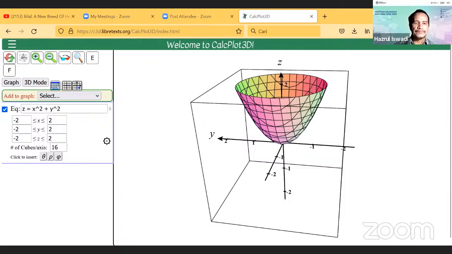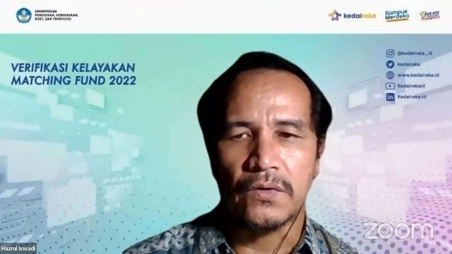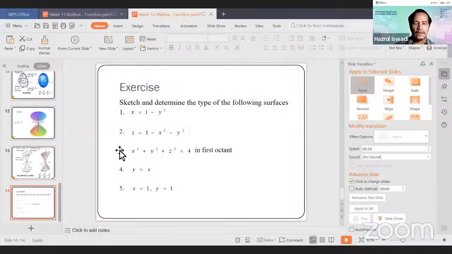Let's continue to the third exercise. In this exercise, we must draw a sphere, but in the first octant. The third exercise is like here: x square plus y square plus z square is equal to 4.